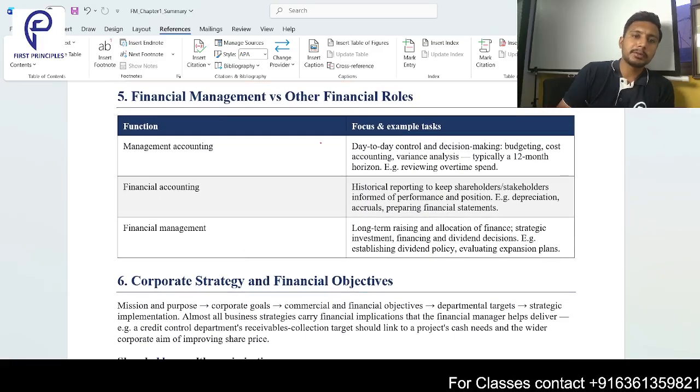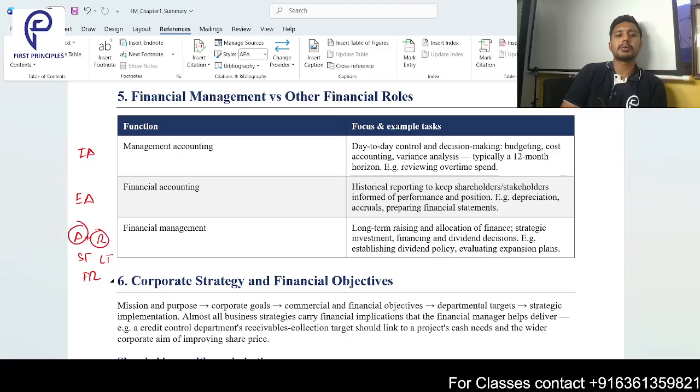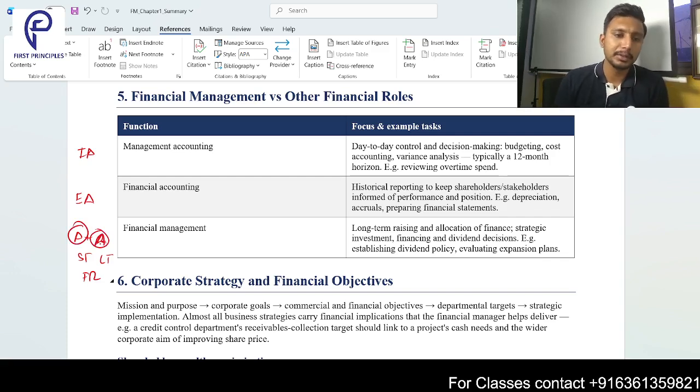Next, management accounting is basically internal accounting. Financial accounting is external accounting. And financial management is the acquisition and allocation of short-term and long-term financial resources. Financial accounting is mainly making financial statements for external stakeholders. Management accounting is making the same for internal stakeholders.